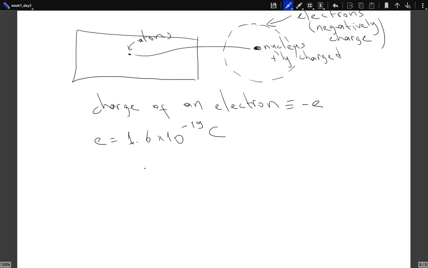So any questions up to this point? Does the material in contact with Earth make any difference when we ground something? So if we're on asphalt and we have a wire touching Earth, does that make any difference compared to if it was rock or wood or whatever?